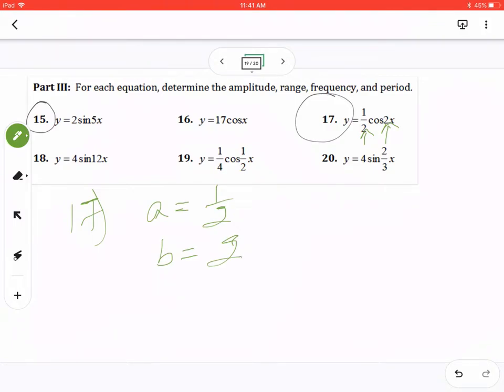Our range is going to be based off of that amplitude. 1/2 is the highest value, or the maximum. The opposite of that is -1/2, so that's the lowest or the minimum. The range is the y value, and it could be greater than or equal to the minimum, and less than or equal to the max.